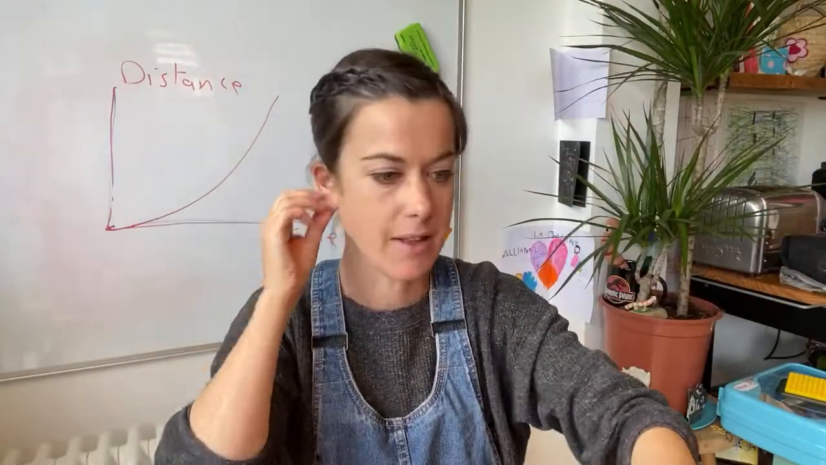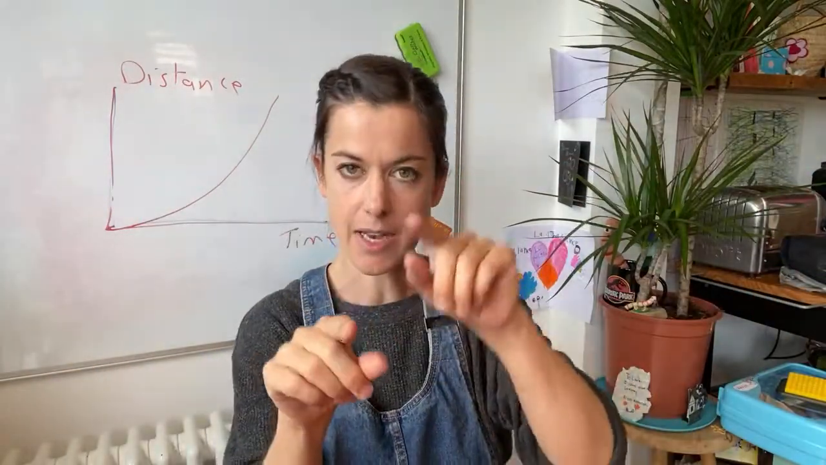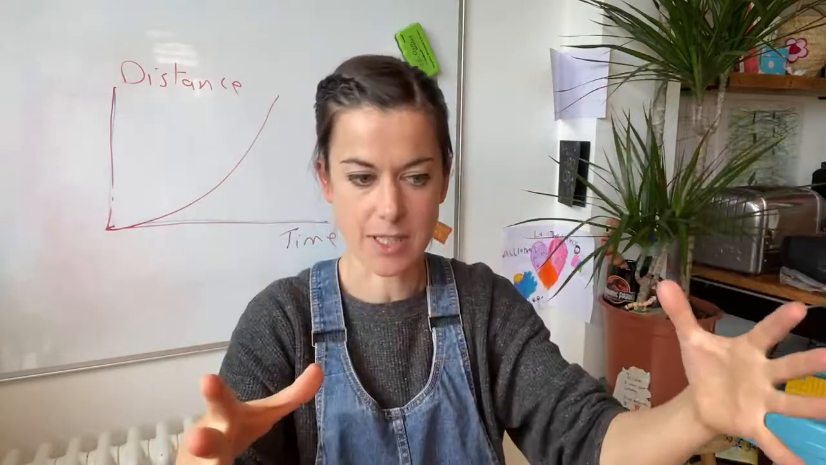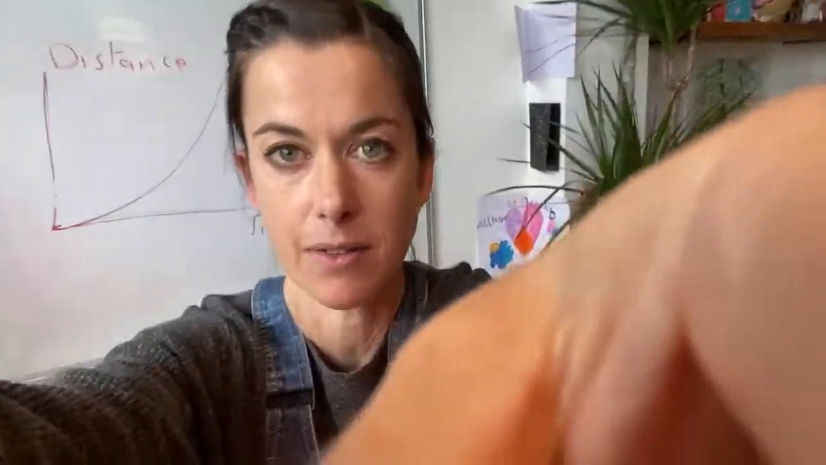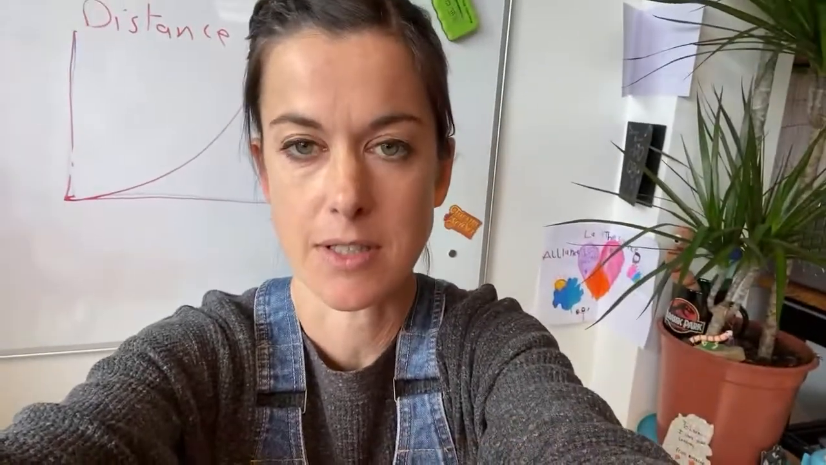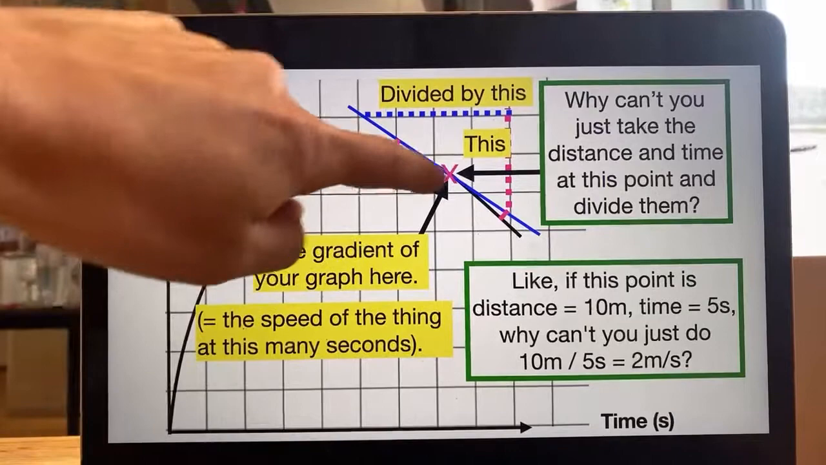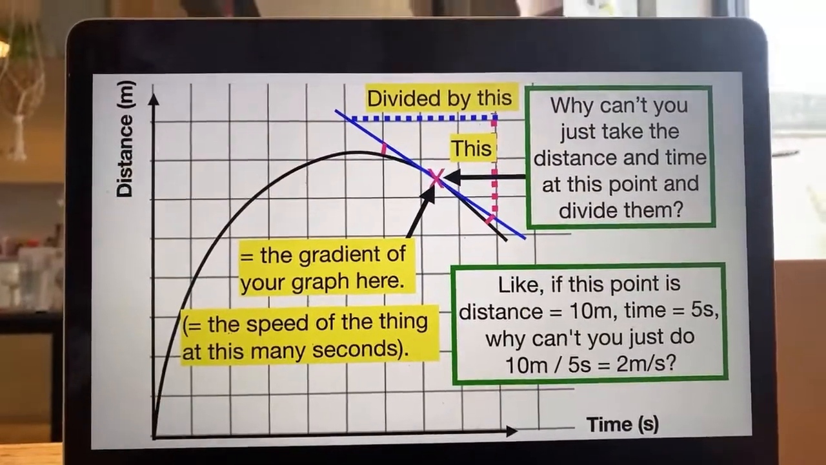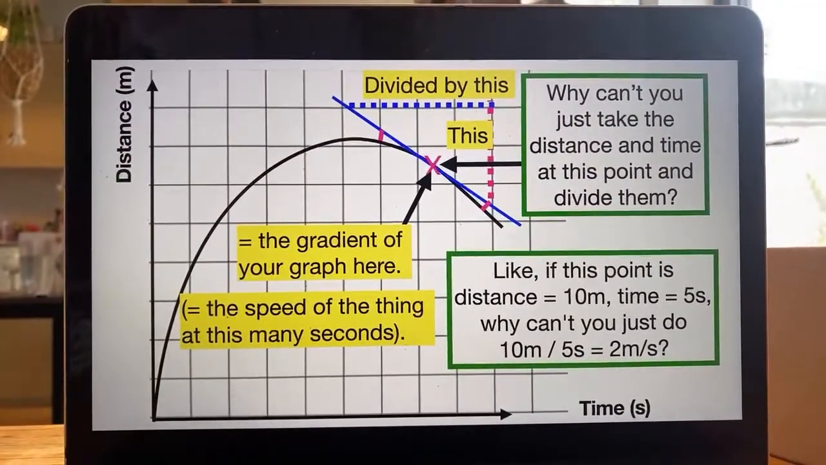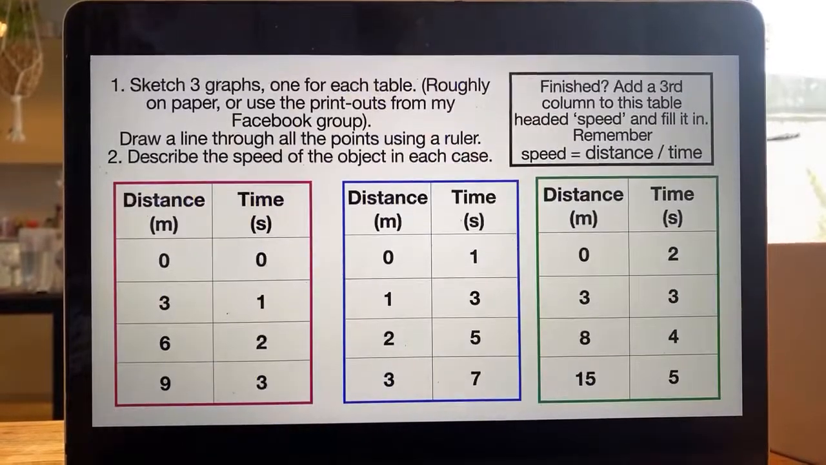So this is the same thing. The 10 divided by 5 would tell you the average speed, but it's not going to tell you the speed at an exact point, because the speed, as you can see on this graph, is always changing. So the average speed is not the same as the speed from second to second. Okay, well done if you got that. I'm not expecting you to, I just want to get your brains working.